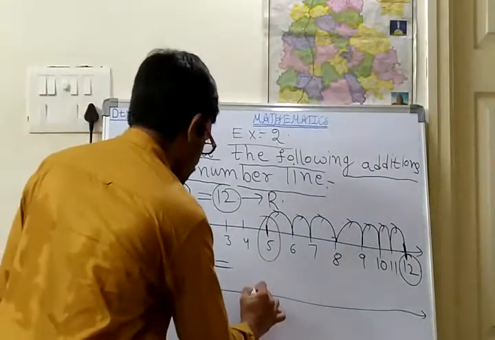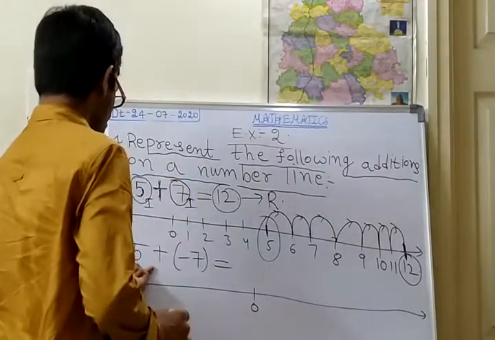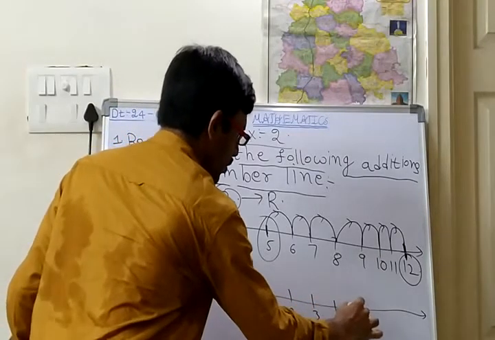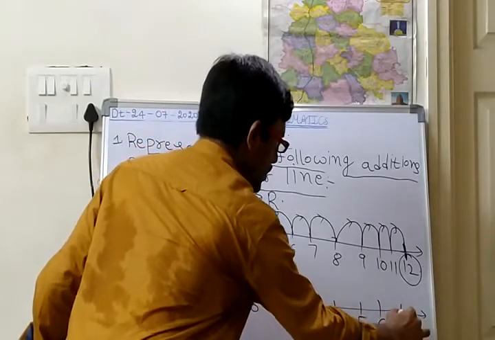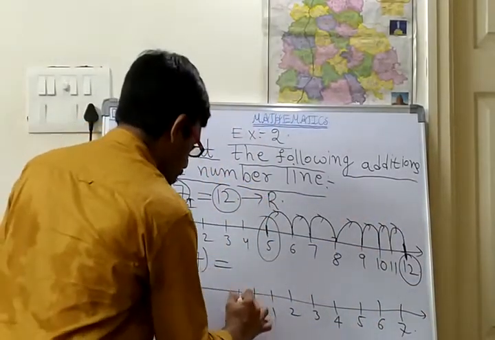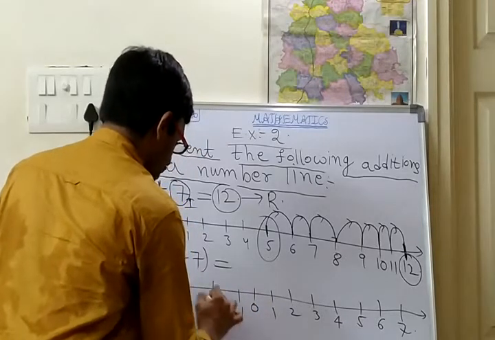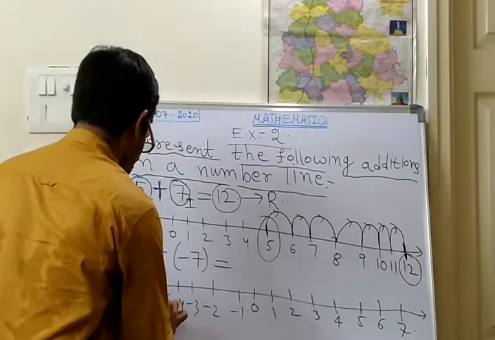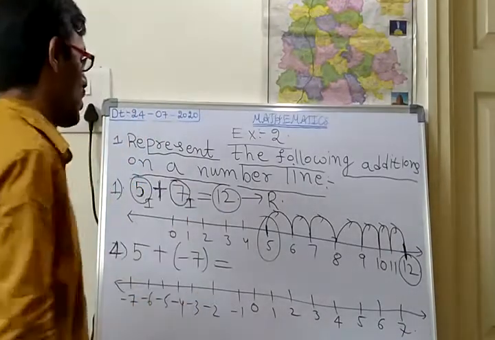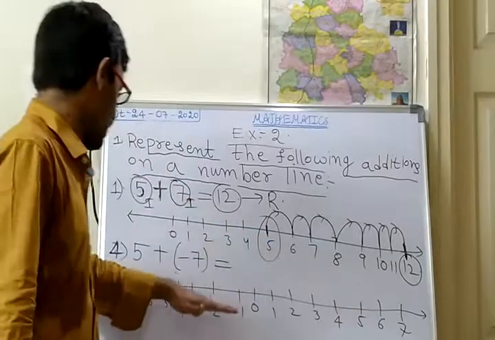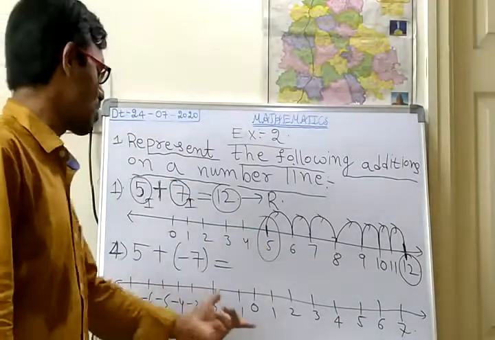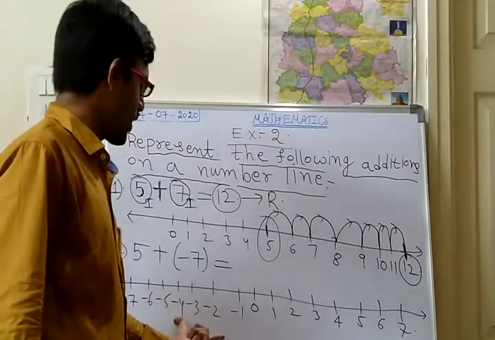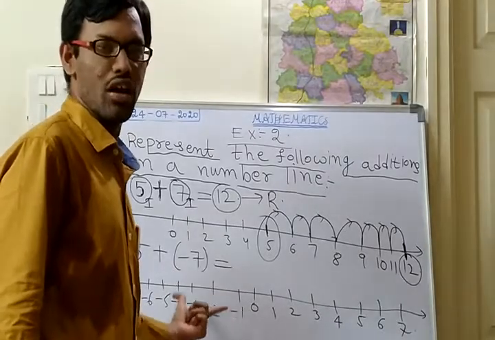So here 0. What is the positive number? 5. So 1, 2, 3, 4, 5, 6, 7. Here 7, so this side also I am writing 7. Minus 1, minus 2, minus 3, minus 4, minus 5, minus 6, minus 7. So positive 7 I have written, negative 7 I have written. Like this you have to write. These are single digit numbers only, that's why we are able to represent them on the number line.